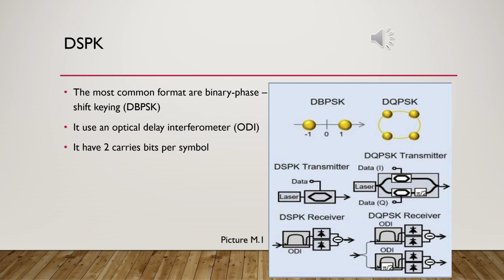For DPSK, differential phase shift keying, we have a more complex method to qualify the information. In this one, we actually have information in -1, 0, and 1. One of the most common formats for this modulation is differential binary phase shift keying. It basically uses the phase difference between adjacent symbols to carry the information of the bits, and it uses an optical delay interferometer. This is because the signal is compared with a delayed version of itself to convert the phase modulation into an intensity modulation that can be directly detected by square law detection.